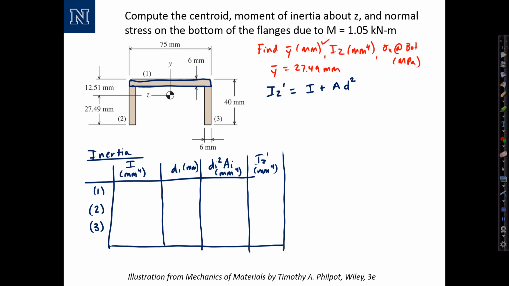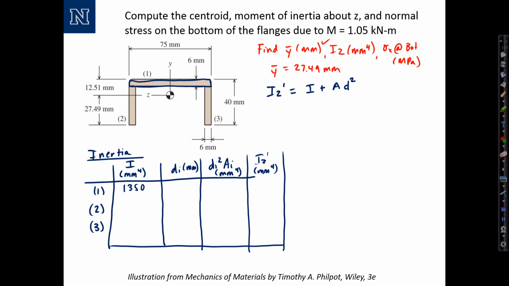So let's start with section 1. We need to calculate I for section 1, which is b h cubed over 12. In this case, we'll take b as 75 millimeters, h as 6 millimeters, and cube that. That leads to an I of 1350 millimeters to the fourth.